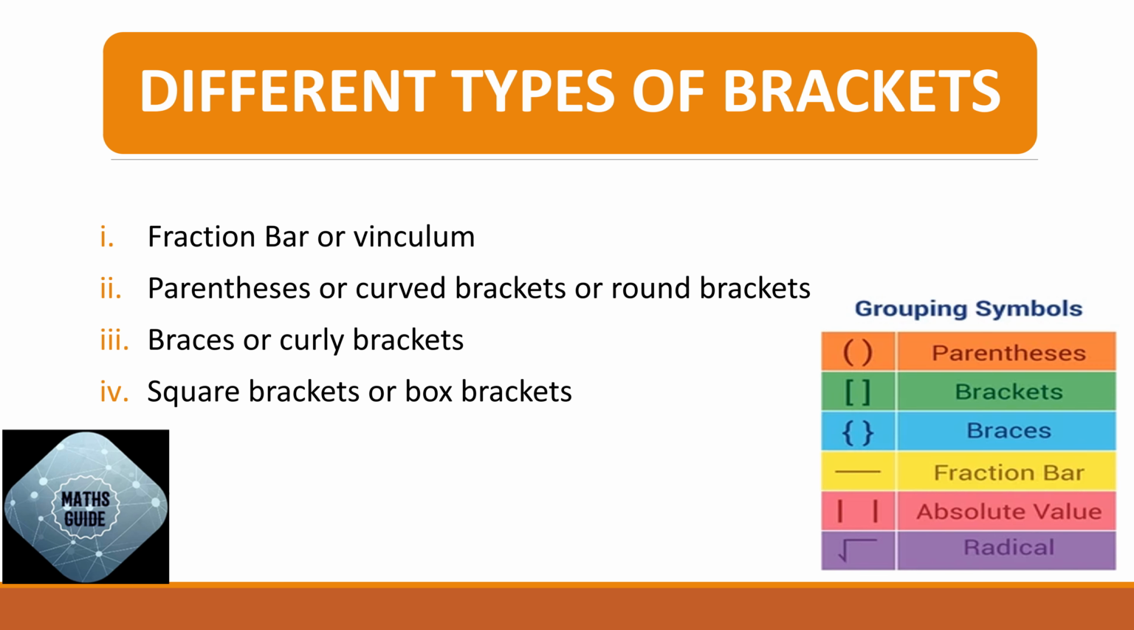There are three main types of brackets. First is parenthesis, which is also known as round bracket. Second is braces, which is also known as curly bracket. And the third is called square bracket, which is also known as box bracket. And in some questions, we will be having this fraction bar or vinculum also.